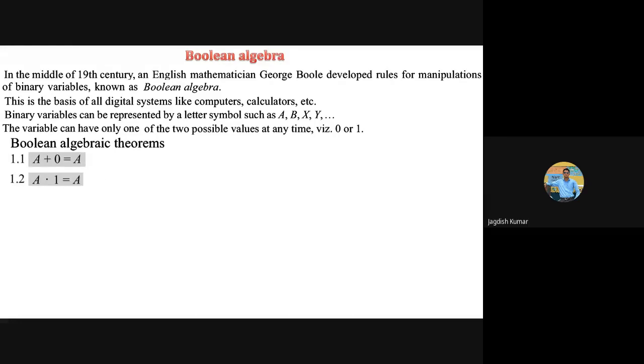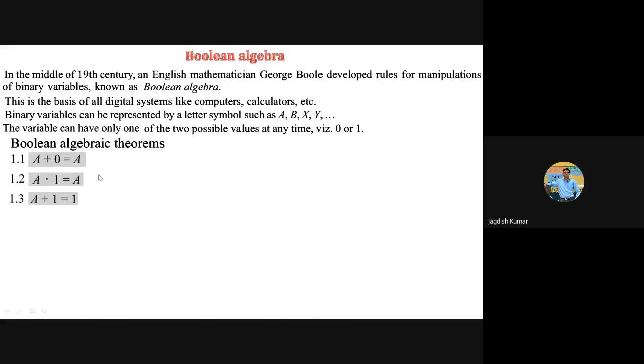Okay. There is a third theorem which says A OR 1 is always 1. Doesn't matter whatever A is, the output is always going to be 1. This is also straightforward. Anything, when we OR it with 1, the outcome is always going to be 1. Is this clear? So how can we get the corresponding AND theorem?